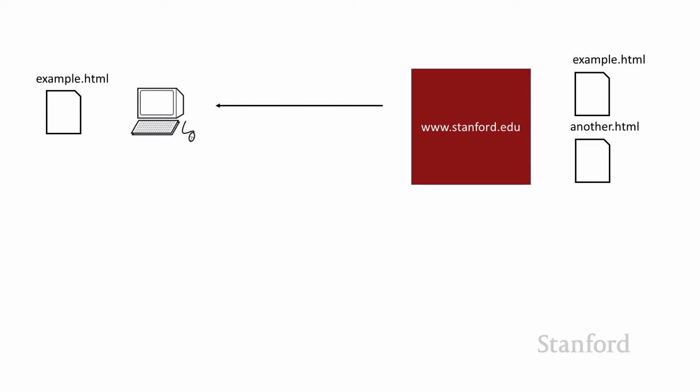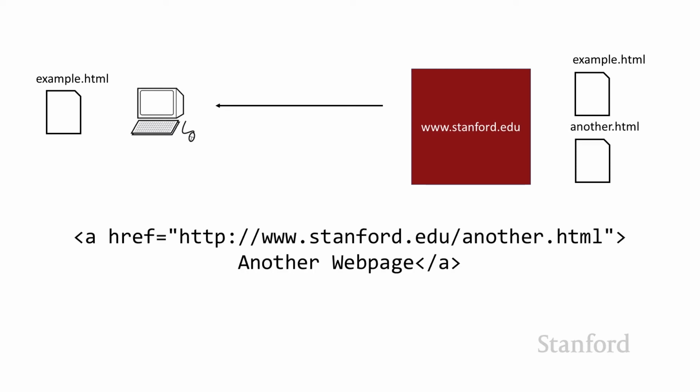So I've got a laptop, and I'm going to visit and have the example.html file sent to me. Remember, what we're looking at here is how to create links between pages. Let's say I'm currently viewing the web page associated with the example.html file that has been downloaded on my laptop. Now that web page, example.html, has a reference to another web page, another.html. This is what the link might look like.